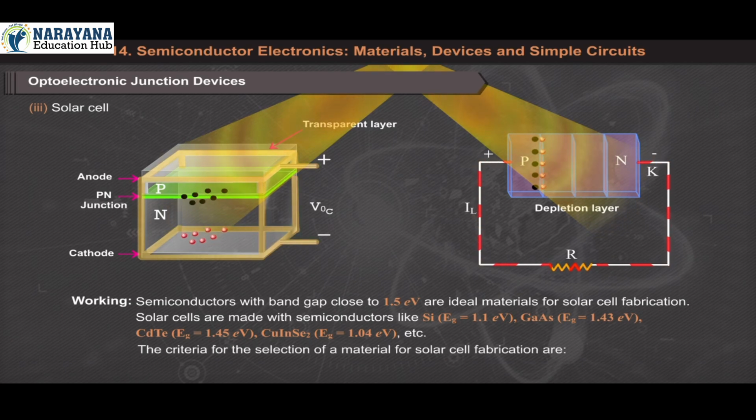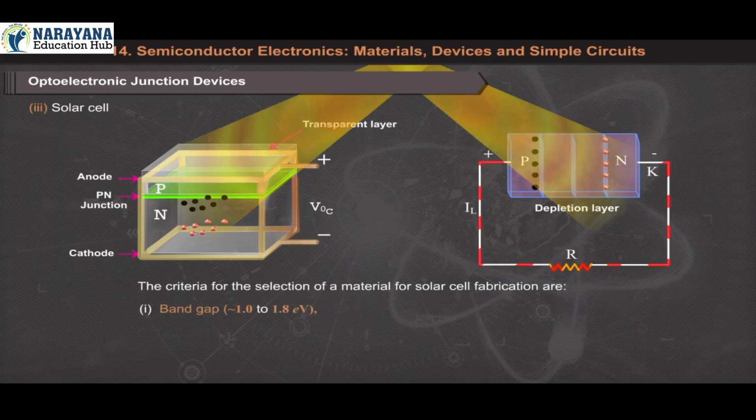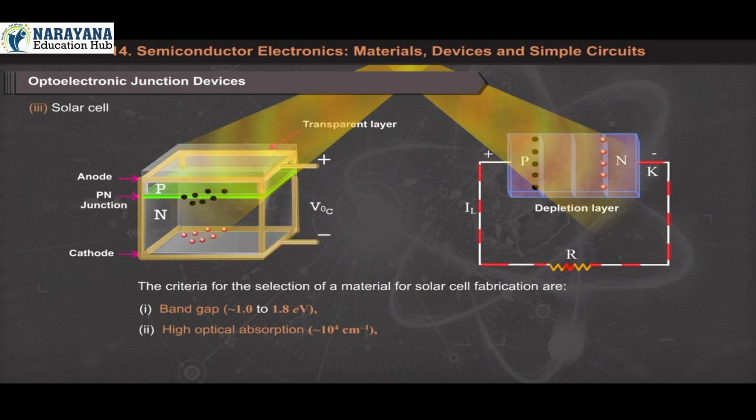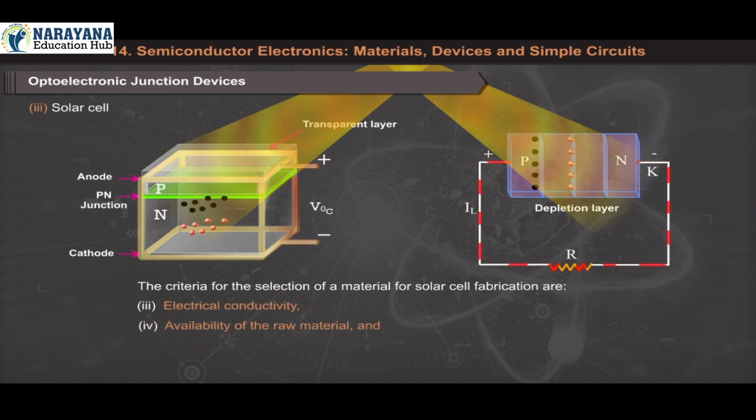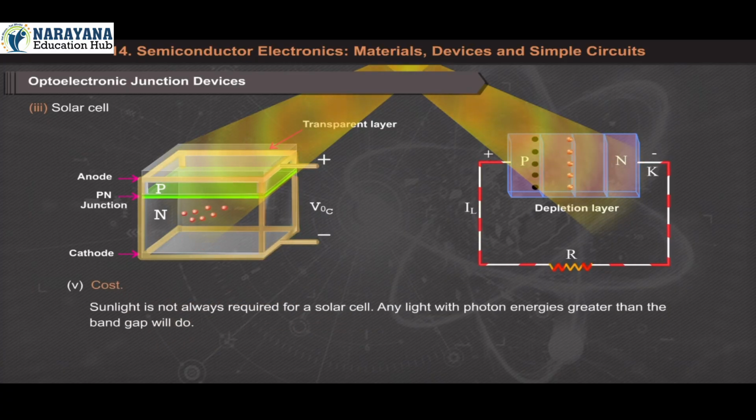The criteria for the selection of a material for solar cell fabrication are: Number 1. Band gap, that is 1.0 to 1.8 electron volt. Number 2. High optical absorption, that is ~10⁴ cm⁻¹. Number 3. Electrical conductivity. Number 4. Availability of the raw material. And number 5. Cost.